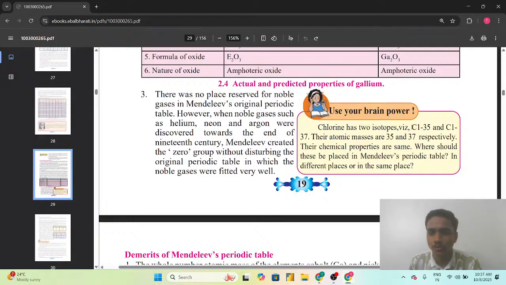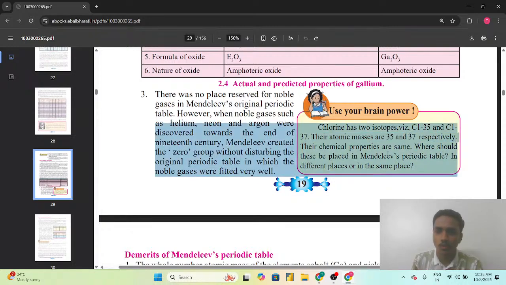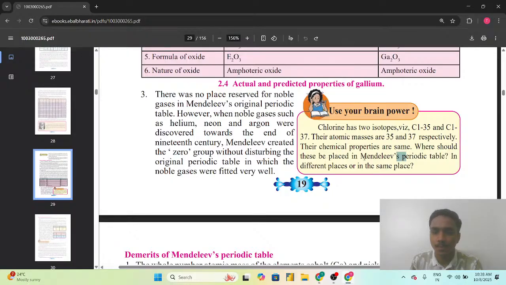Chlorine has two isotopes, that is Cl35 and Cl37. Their atomic masses are 35 and 37 respectively. Their chemical properties are the same. Should these be placed in Mendeleev's periodic table in different places or in the same place?